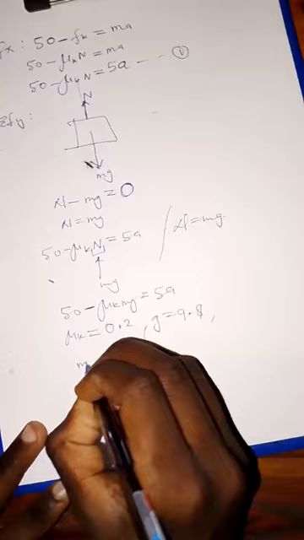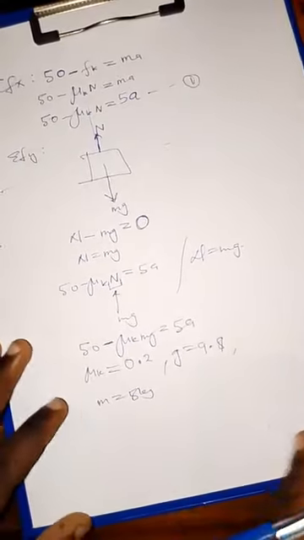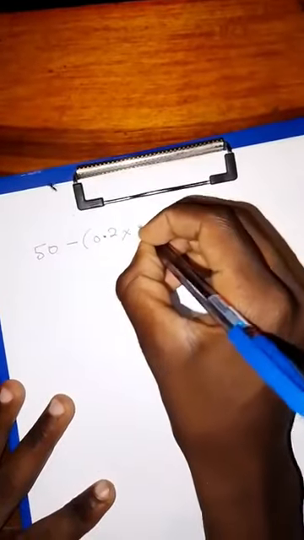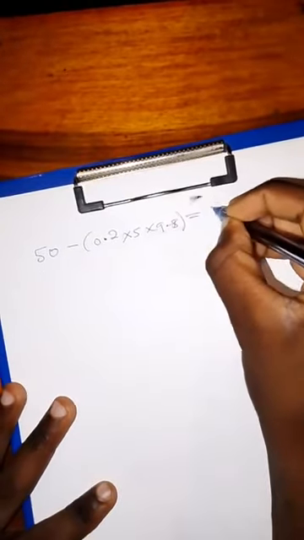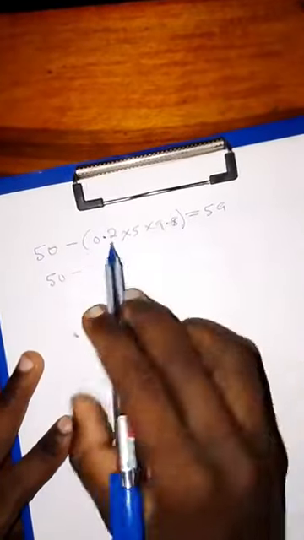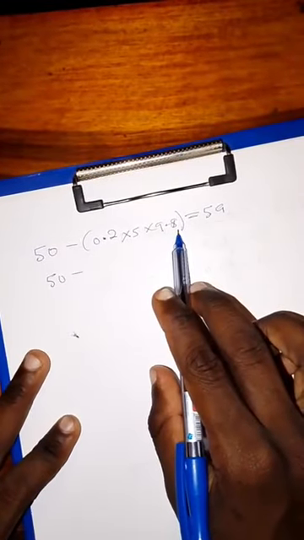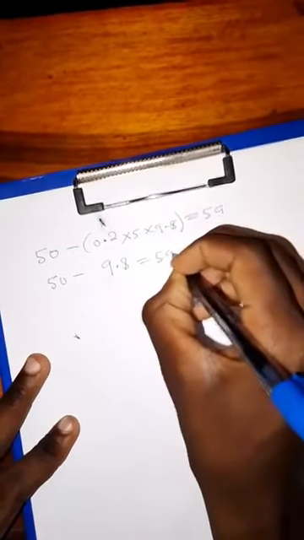Alright, the mass is 5 kg. Now we can solve for acceleration from here. Okay, simple, right? Easy stuff. So from here we can solve 50 minus 0.2 times 5 times 9.8 should be equal to 5 times a. If you multiply this all together, it's supposed to give you 9.8. So 9.8 should be equal to 5a, right?